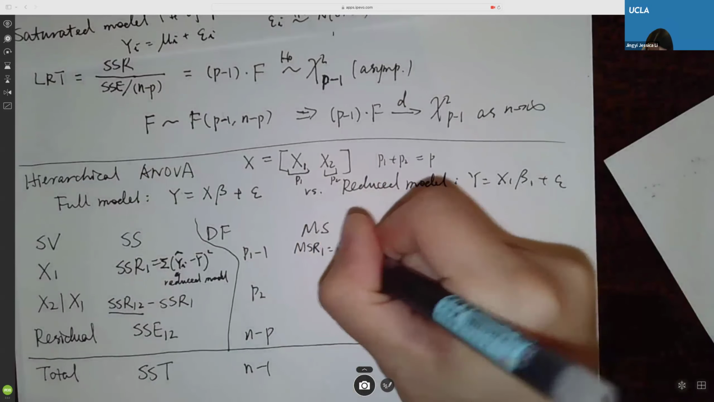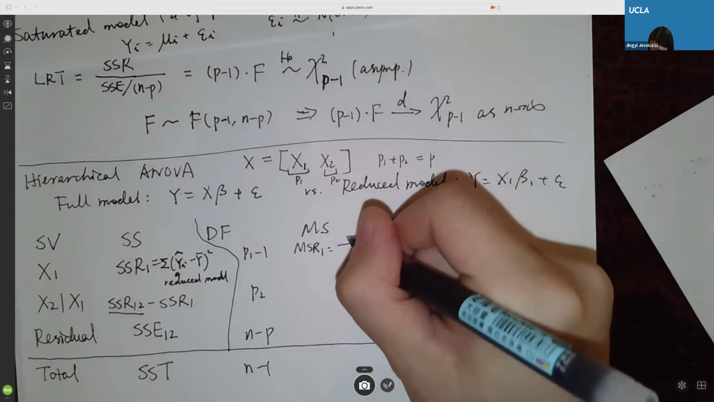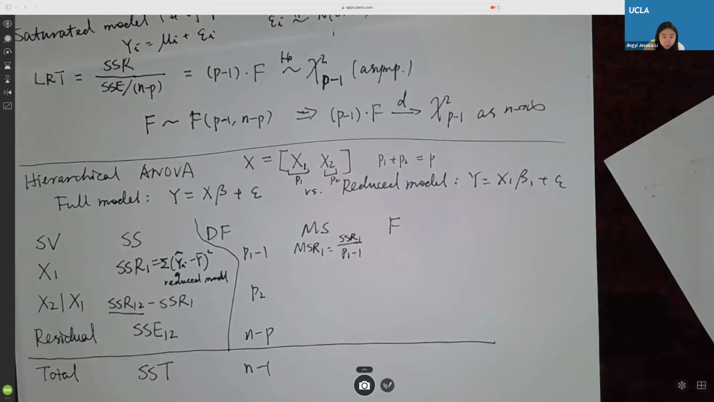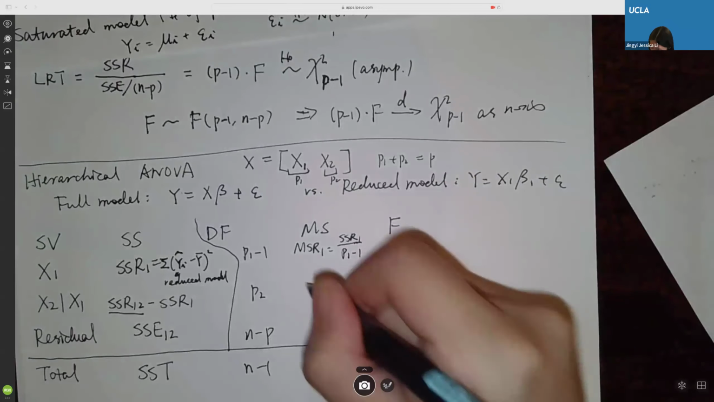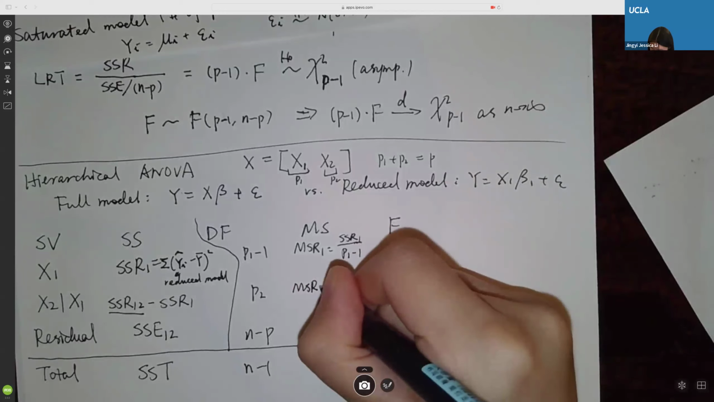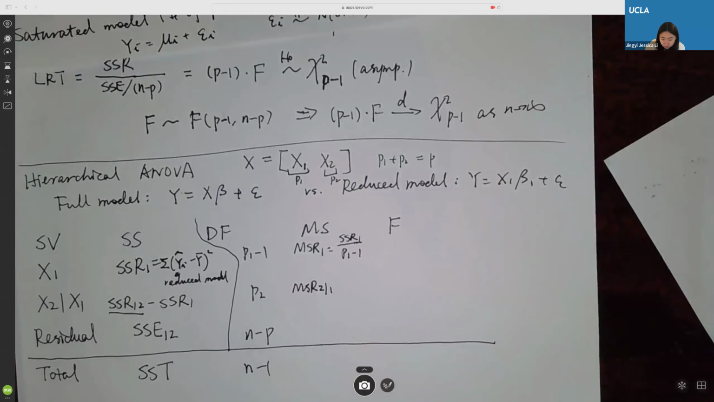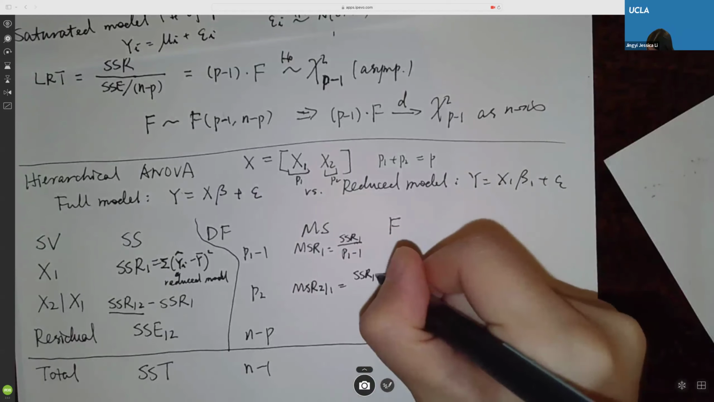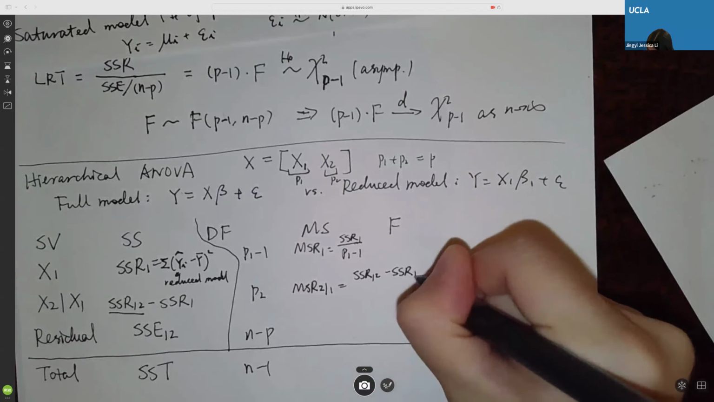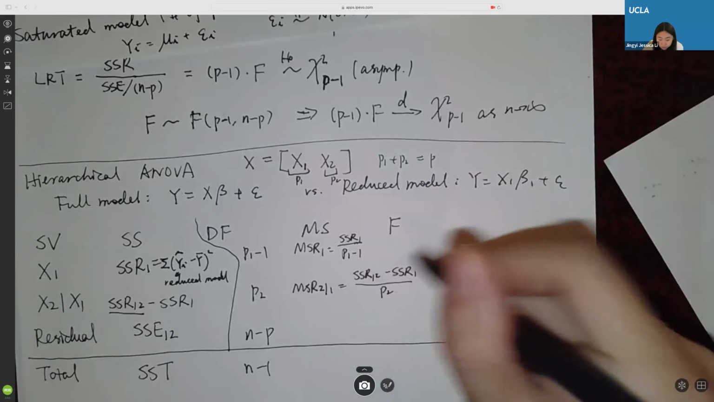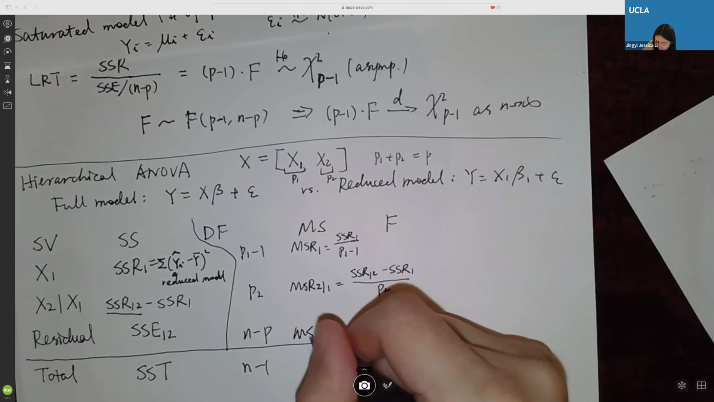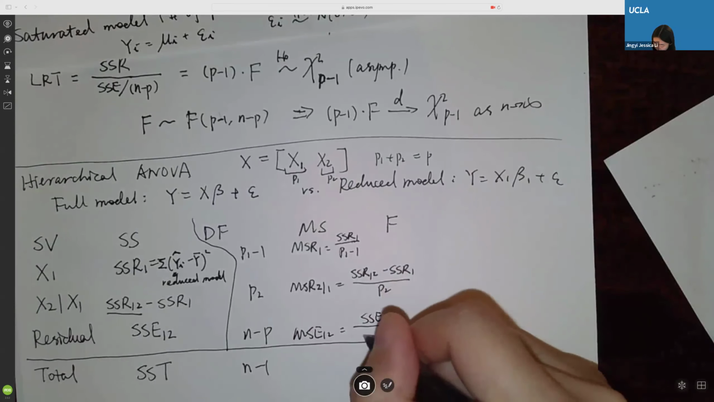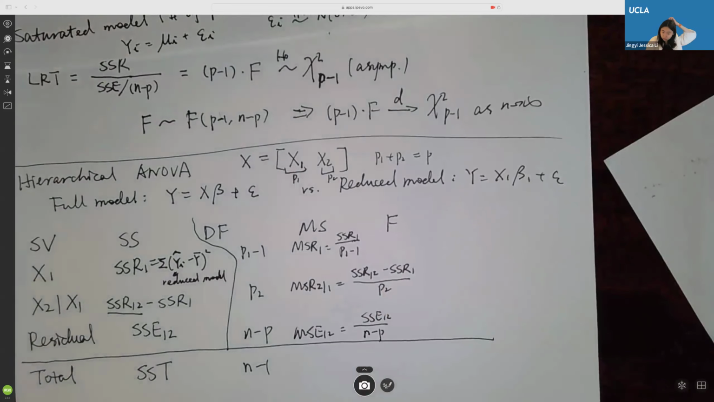MSR1 is just SSR1 divided by P1 minus 1. Okay, and MSR2 given 1, I'm writing 2 given 1, is just SSR12 minus SSR1 over P2. And MSE12 is just SSE12 over n minus p.